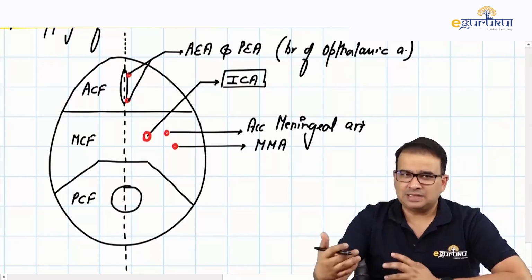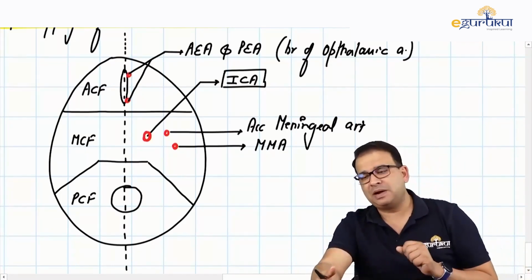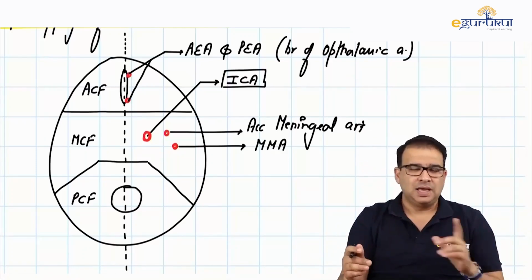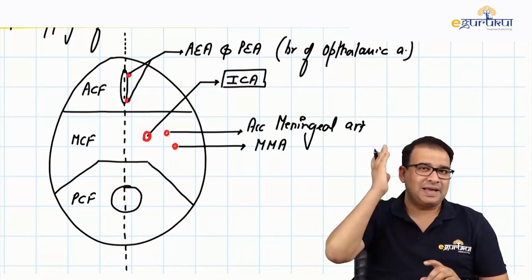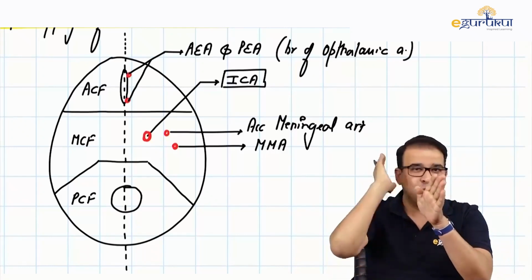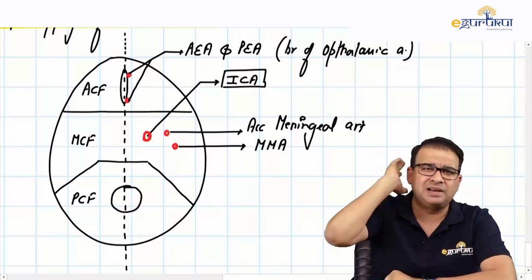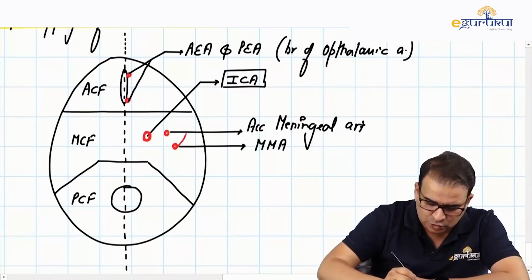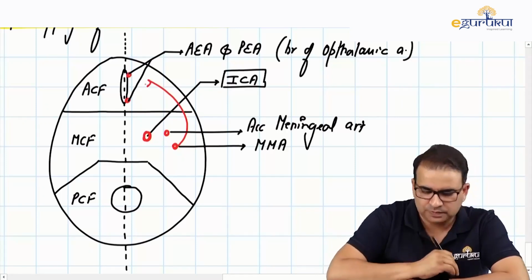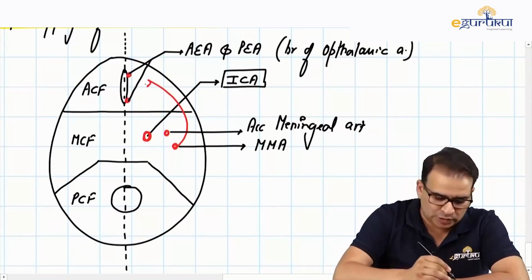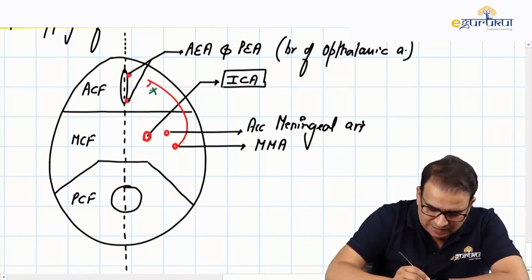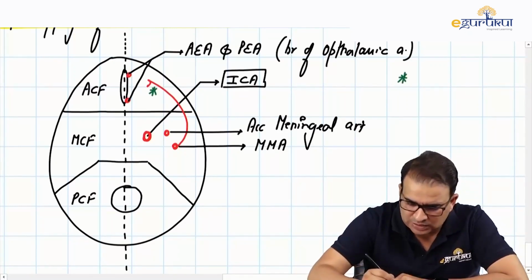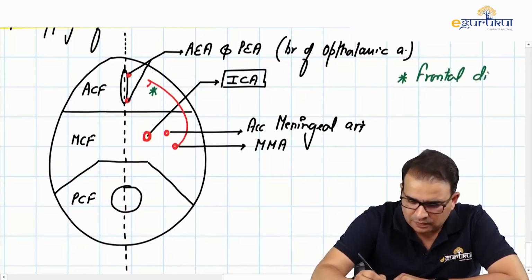Now, the middle meningeal artery, as I already said, is a major artery supplying the dura mater, so it has a huge contribution. As soon as the middle meningeal artery goes into the cranial cavity, it gives off an anterior division and a posterior division. We call them the frontal division and parietal division. The frontal division of this artery is going toward the anterior cranial fossa also. Let me make a small sign here and write about it. That branch over there is the anterior, or you can say frontal, division of which artery? Middle meningeal artery.